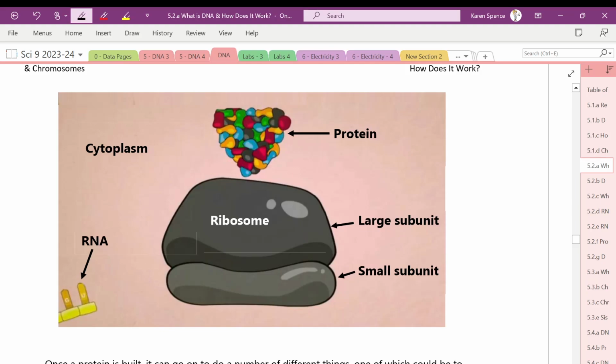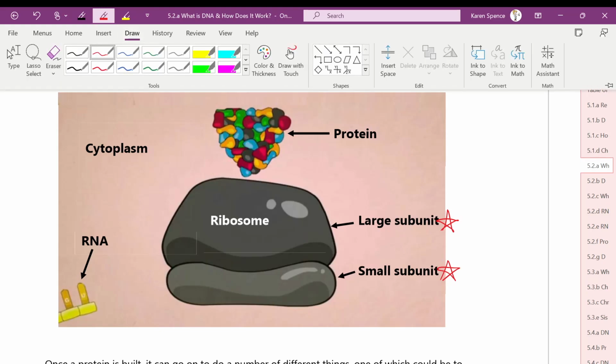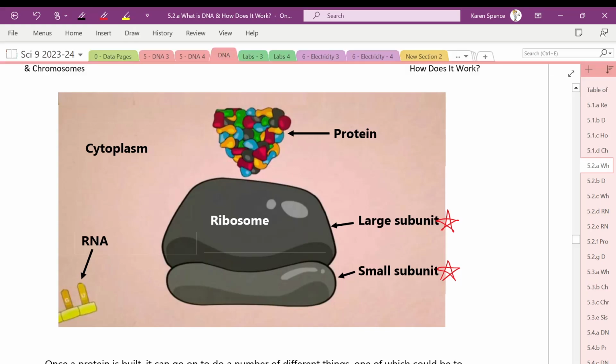Couple things, a ribosome is actually made of two parts. They do have two different names. You do need to know these names. There is the large subunit and there is the small subunit. Those are their official names. They're not very difficult. Yes, one is bigger and it's called the large subunit. The other part is smaller and it is called the small subunit.